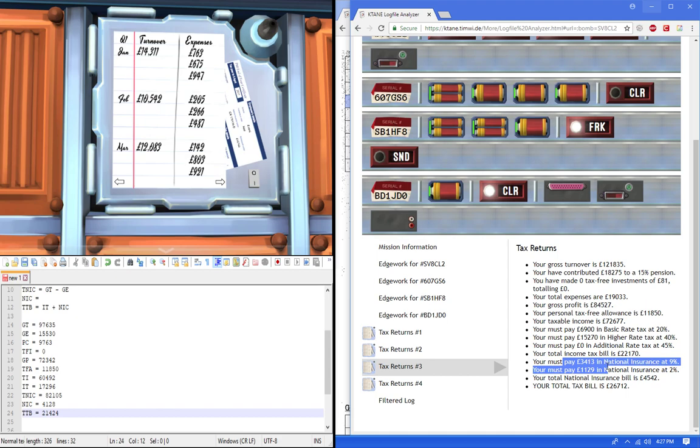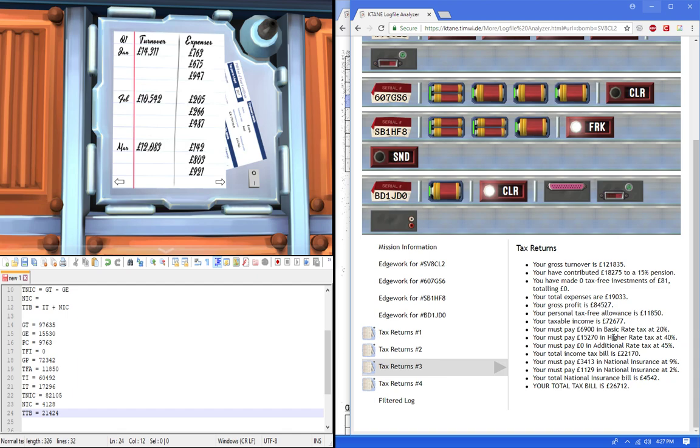So you must pay 3,413 in national insurance at 9%. And since we went over the threshold, we're also going to pay an additional 1,129 in national insurance at 2%. So our national insurance bill comes out to 4,542.